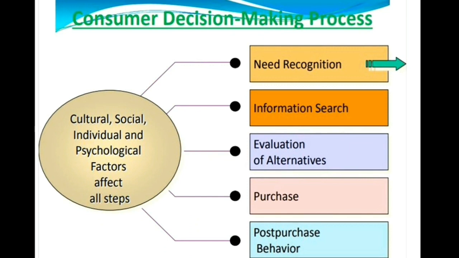Another thing is the consumer decision making process. Here I am showing you, sir, the consumer decision making process. There are cultural, social, individual, and psychological factors which affect all steps: need recognition, information search, evaluation of alternatives, purchase, and post purchase behavior. Now to discuss recognition of unfulfilled wants.